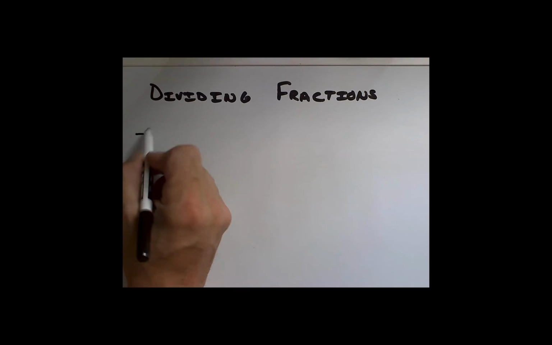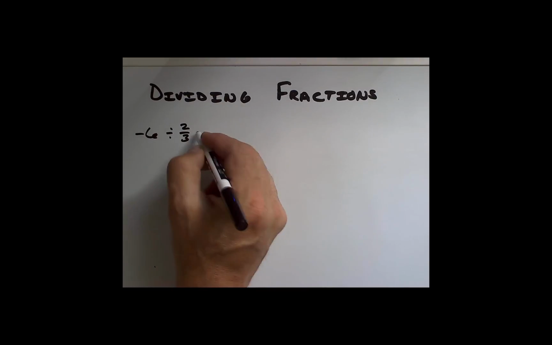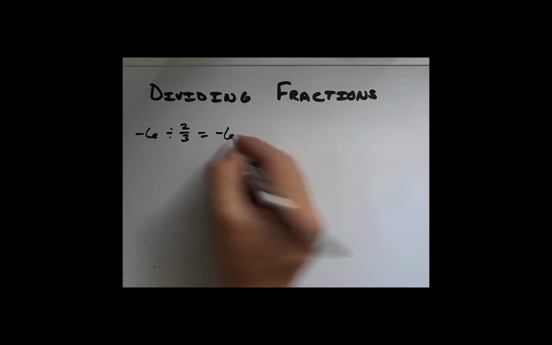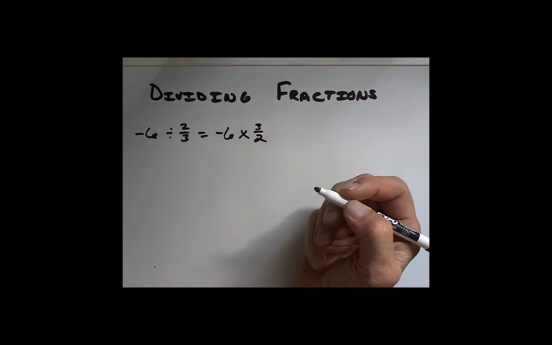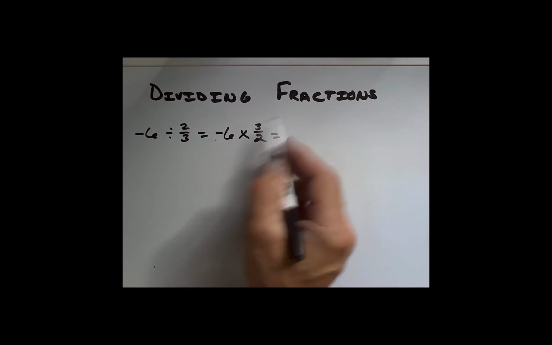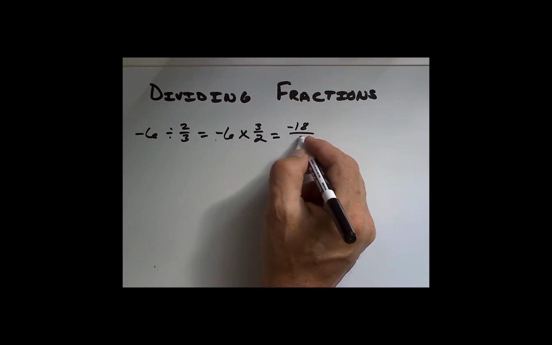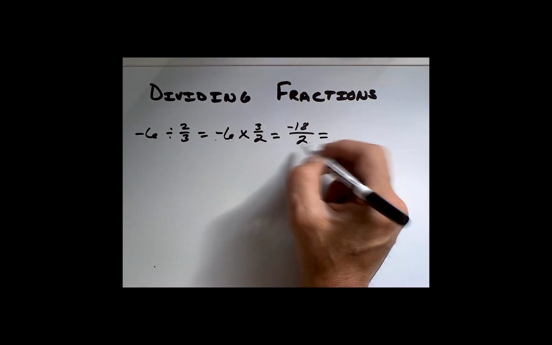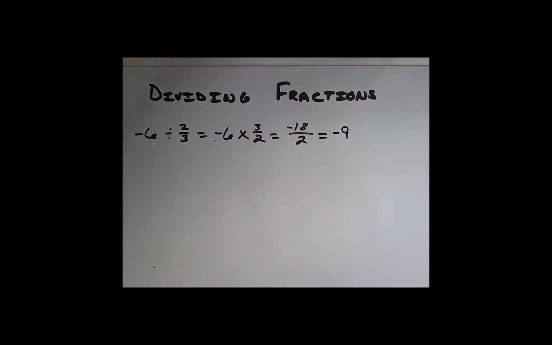Let's say -6 divided by 2/3. Again, we can take the reciprocal of 2/3 and multiply it by -6. -6 times the reciprocal of 2/3, which is 3/2. This would equal -6 times 3, which would be -18. And then we just bring our 2 across, it would be -18/2. Or we can reduce this. 2 goes into 18 9 times, and we carry our negative. So -6 divided by 2/3 equals -9.